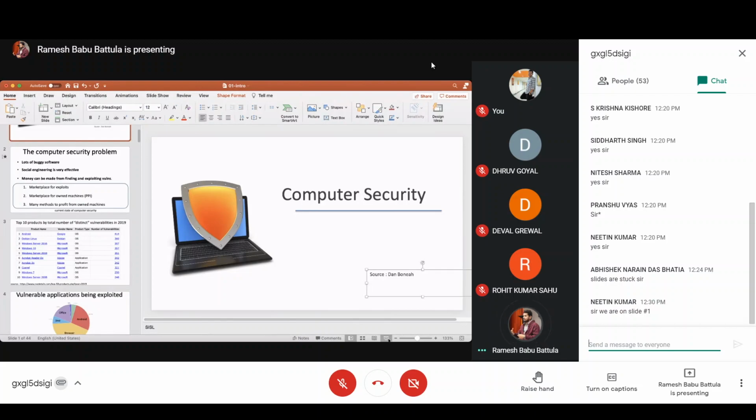Do you understand the man in the browser attack? That means they introduce malware in between, and the malware is injected into your JavaScript. That JavaScript provides information to the bank as well as to the attacker.